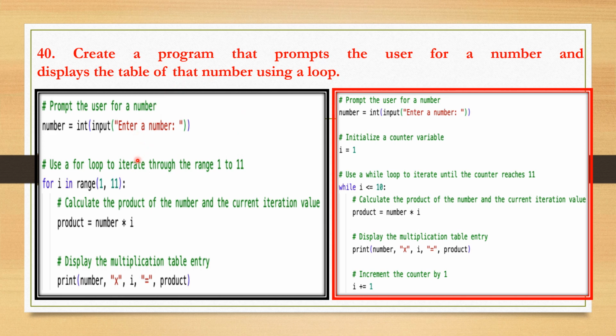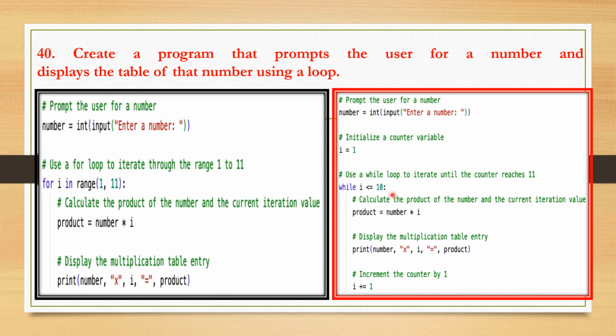We use a for loop to iterate through the range 1 through 11, which includes the numbers from 1 to 10, as the upper limit 11 is exclusive. So inside the loop we calculate the product of the number and the current iteration value i and store it in the product variable. We use the print statement to display the multiplication table entry in the format number * i = product. And the loop continues for each iteration, displaying the multiplication table entry for each loop.